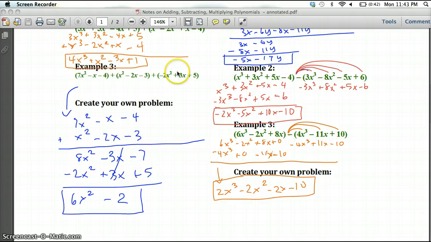Now we're going to deal with our third set over here. So I've got 8x squared minus 2x squared, we had a negative 3x plus 3x, and then we had a negative 7 plus 5. So 8x squared minus 2x squared is 6x squared. A negative 3x plus 3x is just 0, so they cancel each other out. Then we've got a negative 7 plus 5, which is a negative 2. So I have 6x squared minus 2.